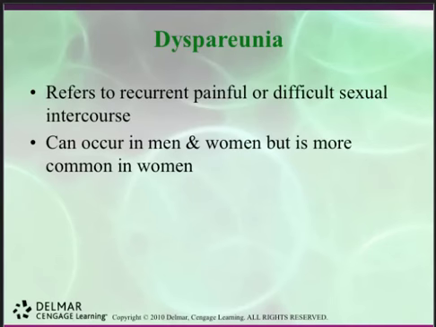Dyspareunia refers to recurrent, painful, or difficult sexual intercourse. It can occur in men and women, but is more common in women. The degree of discomfort and the reason for the problem varies from individual to individual.